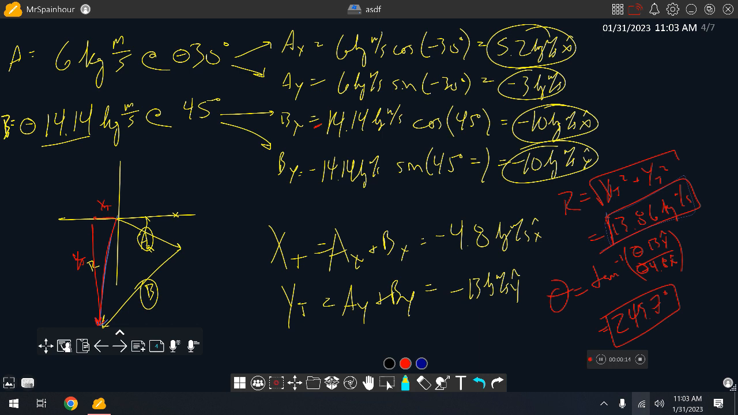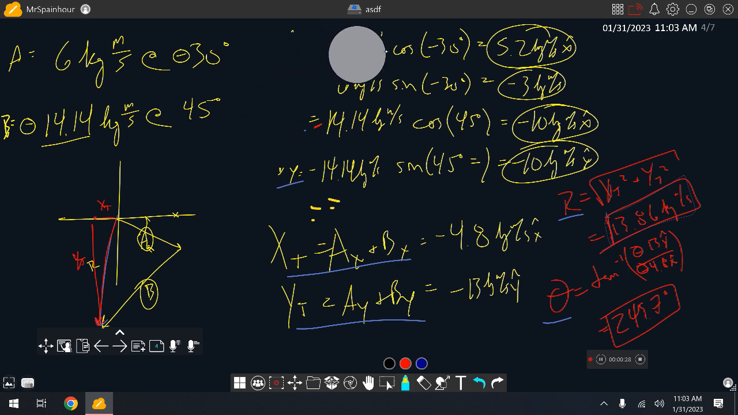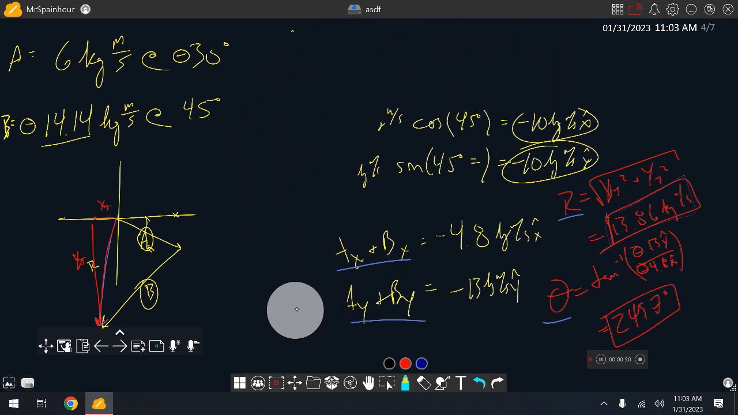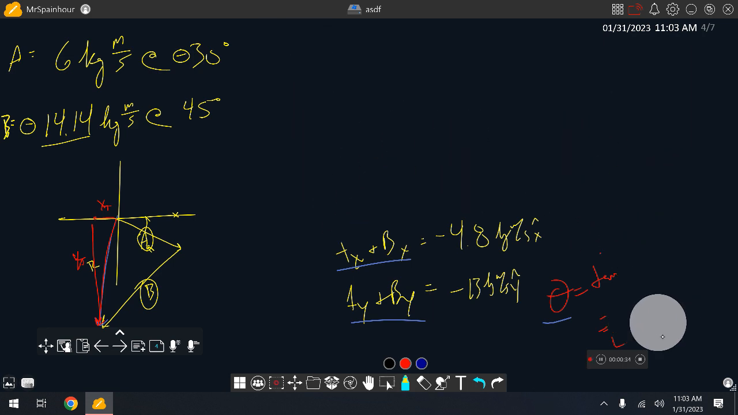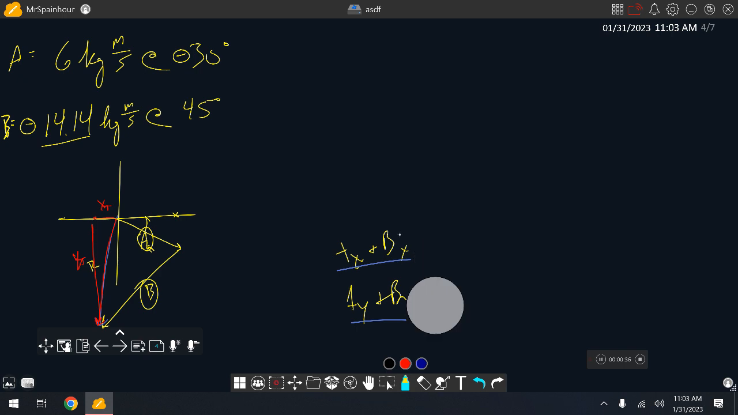If you need to flip back to this at any point in time, we found the individual vectors right here. We added them all together. We did the stuff with r and theta at the end, just basic vector addition. So let's go ahead and erase this real quick, and go over just a few differences.